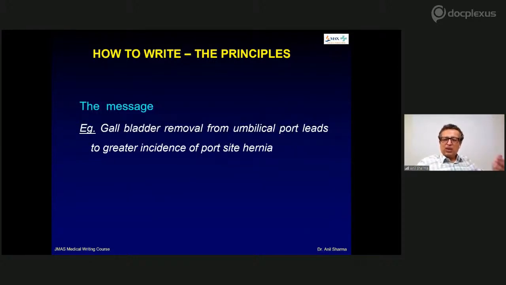So this is one very clear message that stems from a PICO acronym again. Gallbladder removal from the umbilical port leads to a greater incidence of port site hernia. So what were the patients? Patients that had gallbladder removal. What was the intervention? Laparoscopic cholecystectomy.